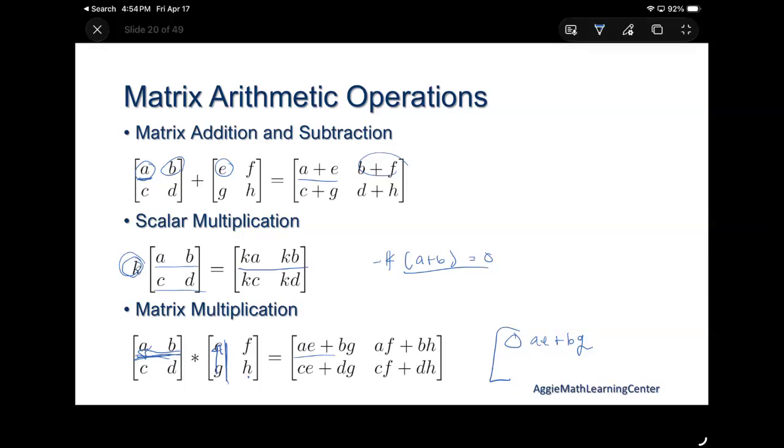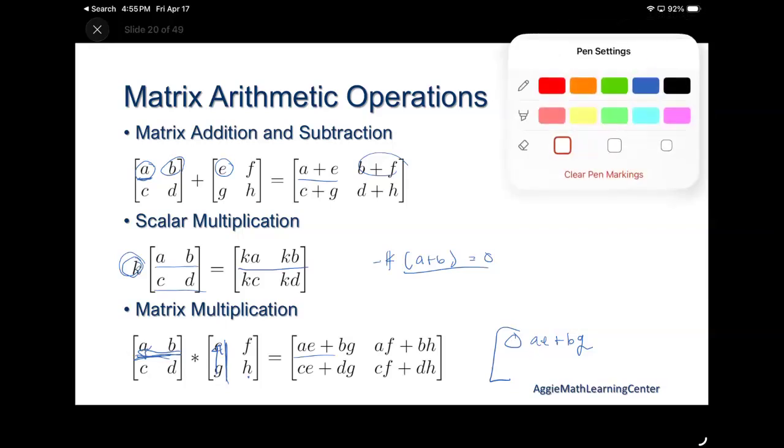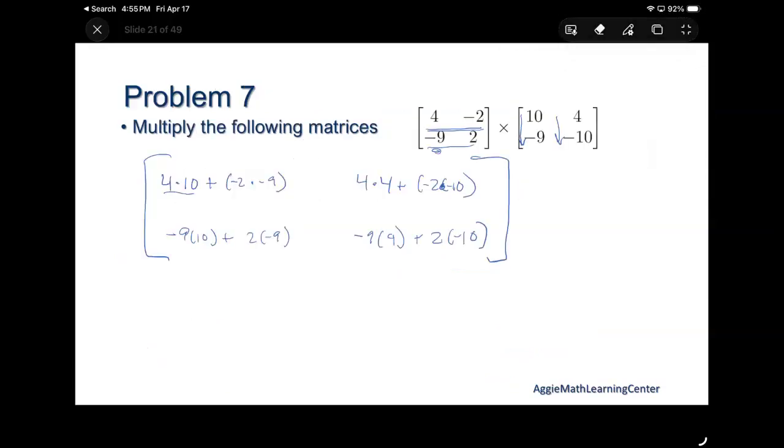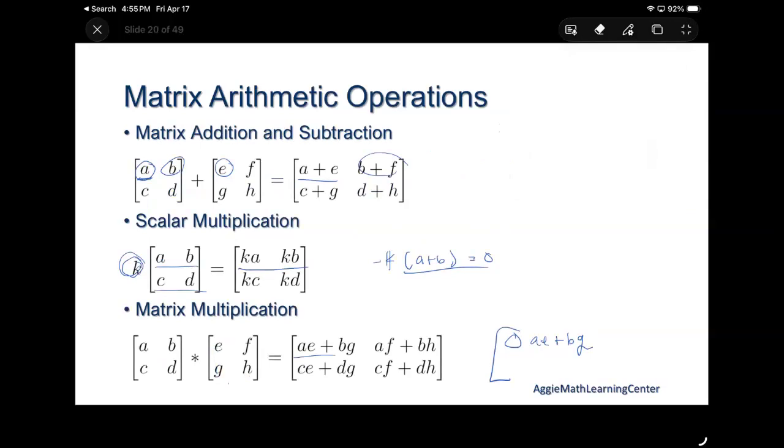There you go. Can I say something? Yeah. So the entry in row 1, column 1 of my new matrix is built based on row 1 of my first matrix and column 1 of my second matrix. And then I multiply the entries entry by entry. So entry 1 in row 1 multiplied by entry 1 in column 1 of the second matrix, plus entry 2 of row 1 in the first matrix times entry 2 of column 1 in the second matrix.